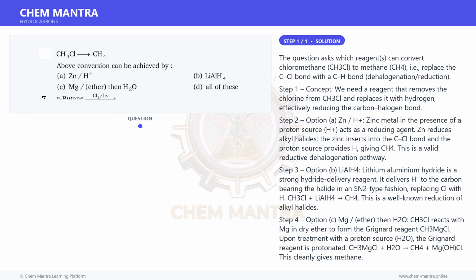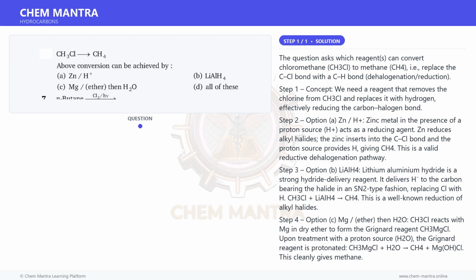The question asks which reagents can convert chloromethane, CH3Cl, to methane, CH4, i.e., replace the C-Cl bond with a C-H bond, dehalogenation reduction. Step 1, concept. We need a reagent that removes the chlorine from CH3Cl and replaces it with hydrogen, effectively reducing the carbon-halogen bond.